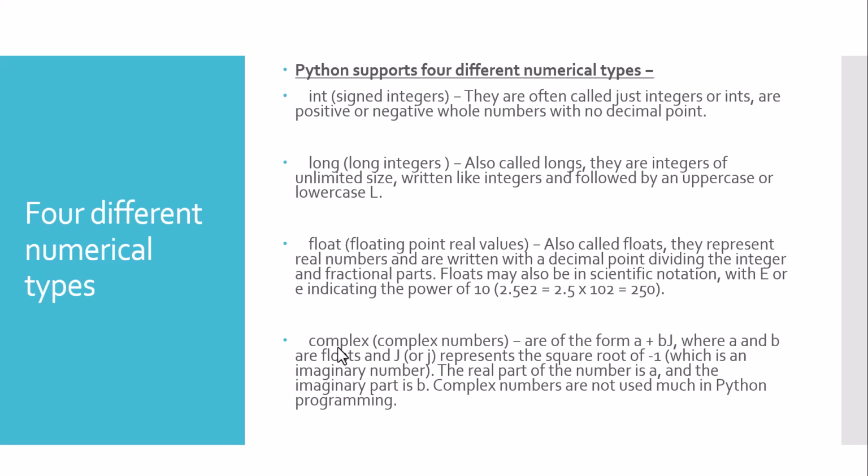And last are complex numbers. Complex numbers are of the form a plus bj, where a and b are floats, and j represents the square root of -1, which is an imaginary number. We already saw in previous sections that a complex number means a real number plus an imaginary number. The mixing of both real and imaginary numbers is known as a complex number.